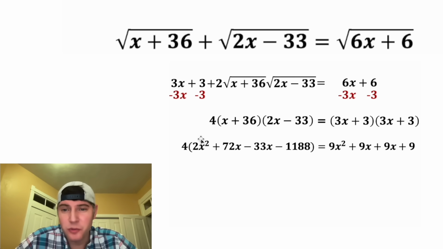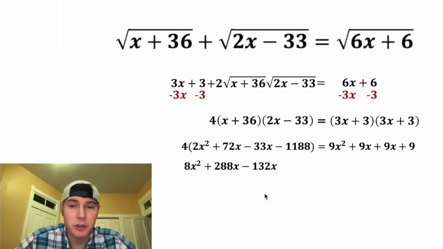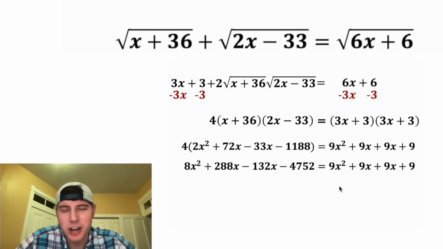Next, we can distribute this 4 to all 4 of these terms. 4 times 2x squared is 8x squared. 4 times 72x is 288x. 4 times this is negative 132x, and 4 times this is negative 4752. And let's just copy down this right-hand side. Now we can combine like terms.